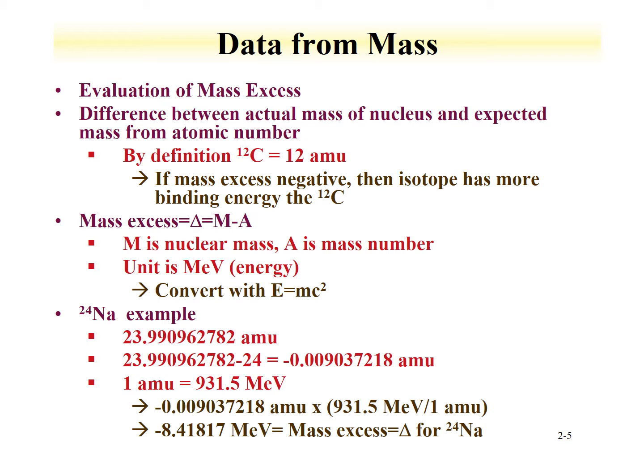We can talk about something called a mass excess. If the mass excess is negative, then the isotope has more binding energy than carbon-12. The mass excess is a term that we're going to introduce. It's this delta term, and it's equal to the nuclear mass minus A, the mass number. So we can get a value, and the unit is MeV. We take a mass unit and convert it into MeV, an energy unit, mega electron volt. So we're going to talk about this mass excess in terms of MeV.